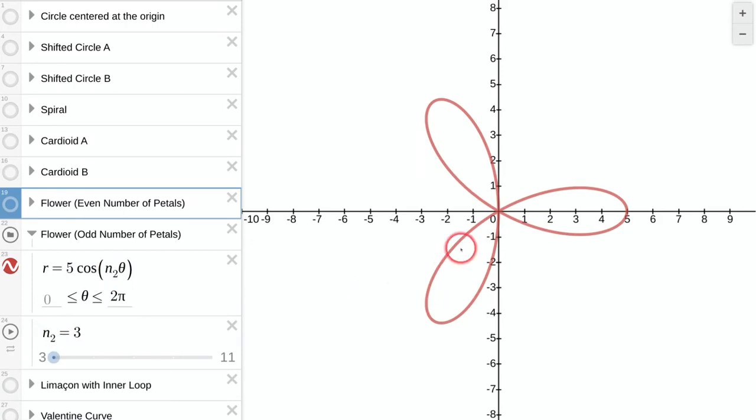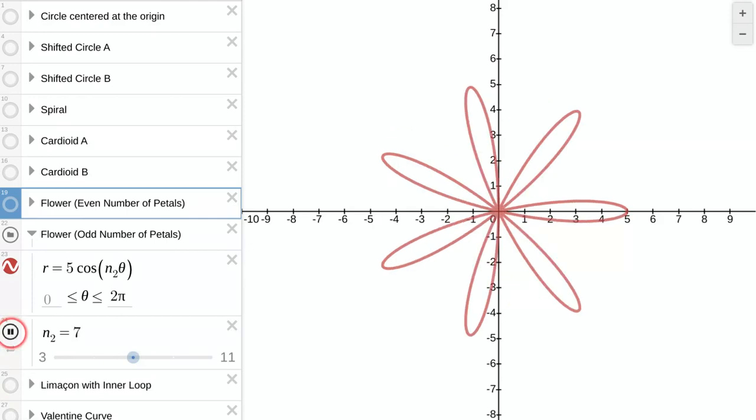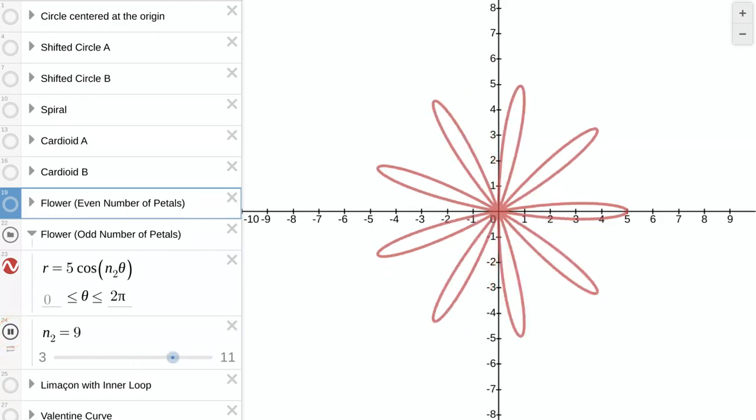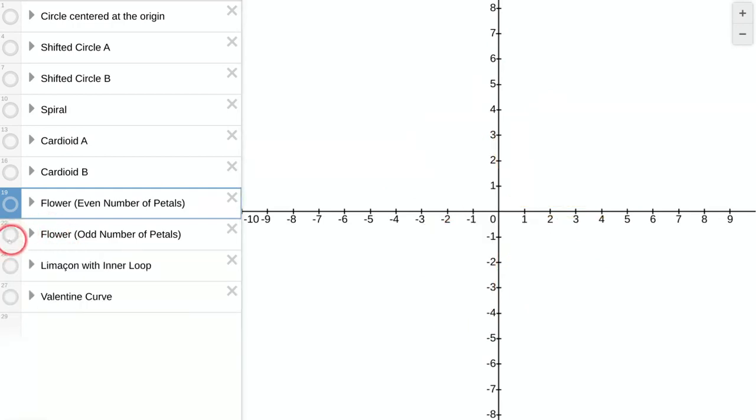Okay, and then you may say, why aren't we doubling it, right? For odd numbers, we are not going to double the number of petals. So whatever number that you have right here, then you are having that many petals. For example, if you go into the next odd number, which is 5, then you are going to get 5 petals here. Go into the next one, 7 petals here, and then you can go all the way to 11. Then you are going to get 11 petals. So that's how you can get a flower.